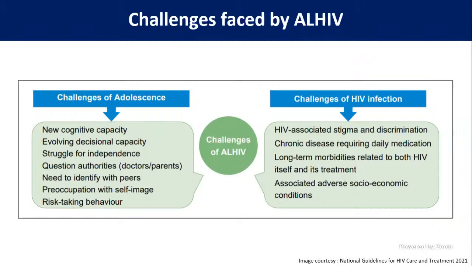Moreover, they have HIV. So there is a challenge due to HIV infection, because they are old enough to understand, not young enough to ignore. So they face HIV stigma and discrimination. It's a chronic disease, and they have to think of that also. Long-term morbidity is associated. There may be comorbid conditions and socio-economic conditions. Moreover, this is the stage where they have to think of their future and their career. So this is a very challenging phase of human life when they have an HIV infection. Next slide, please.